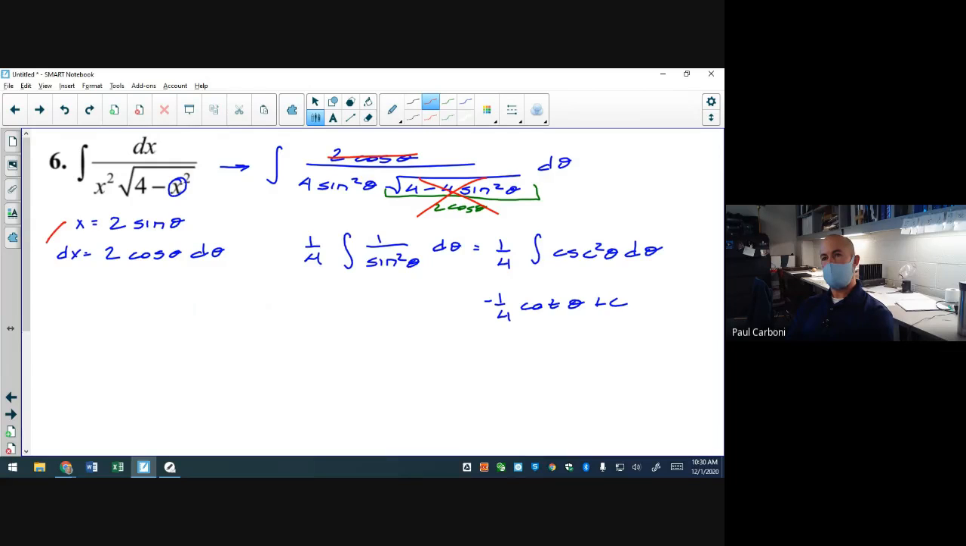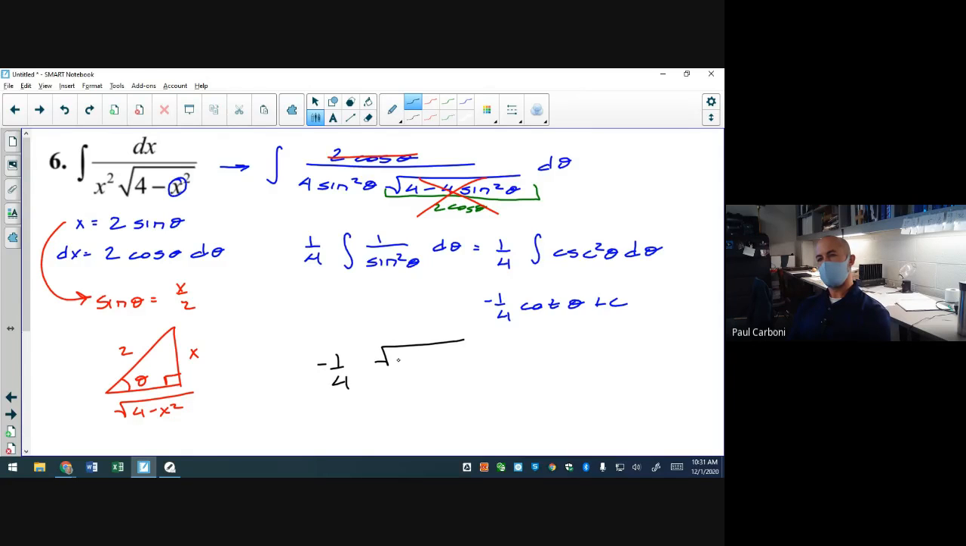I know that x is 2 sine theta, so sine theta is x over 2, and we'll draw a triangle to help me decipher that. Sine is opposite over hypotenuse. Pythagorean theorem would be the square root of hypotenuse squared minus leg squared, so 4 minus x squared. Look back up at the problem, and that's what I started with, so I feel good about it. And cotangent, the reciprocal of tangent, so my answer will end up being negative 1/4 times root 4 minus x squared over x, plus c.